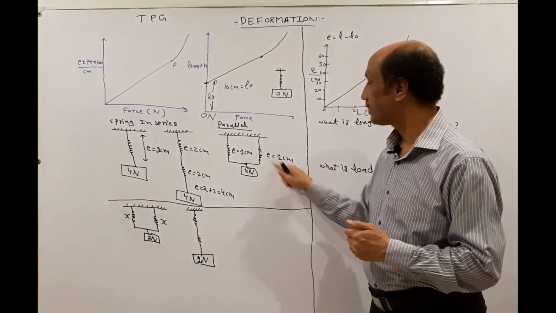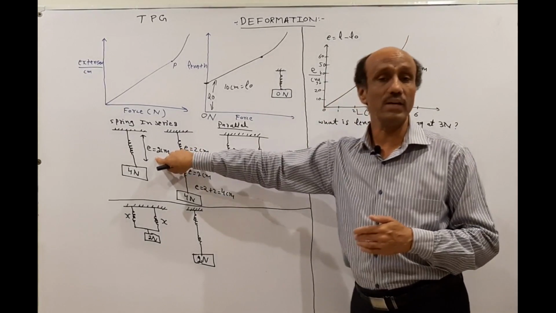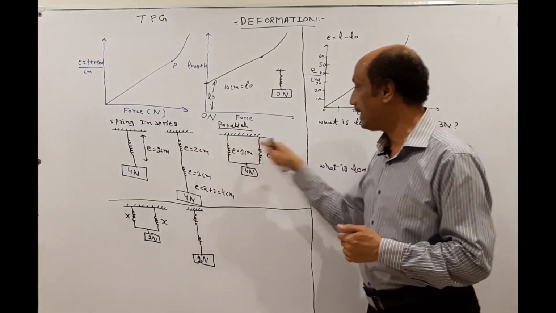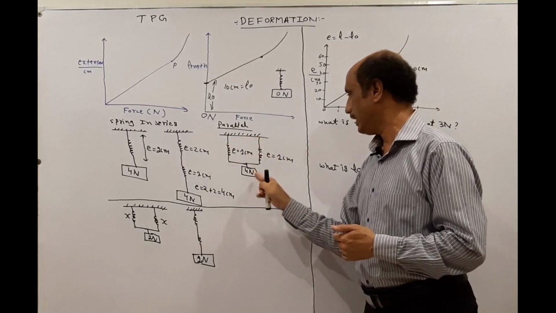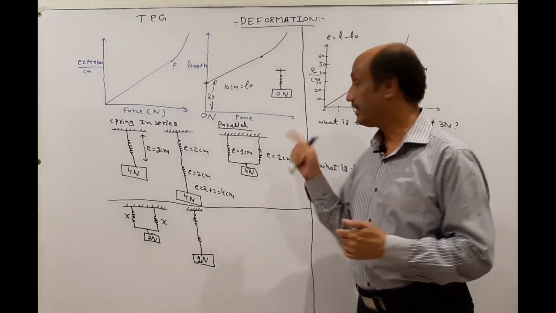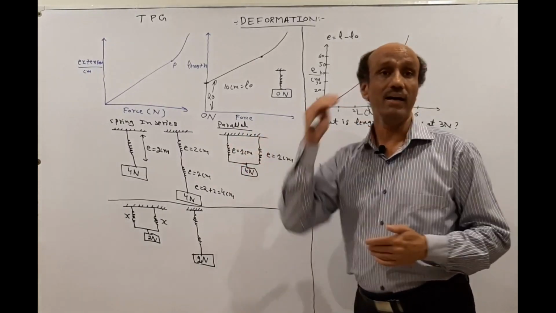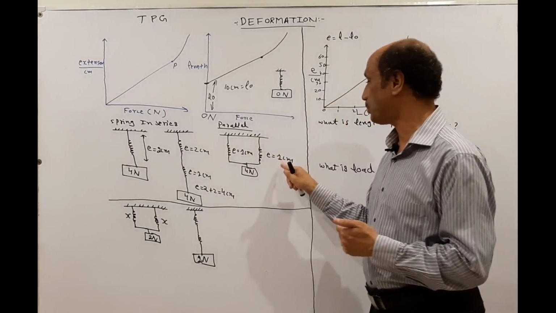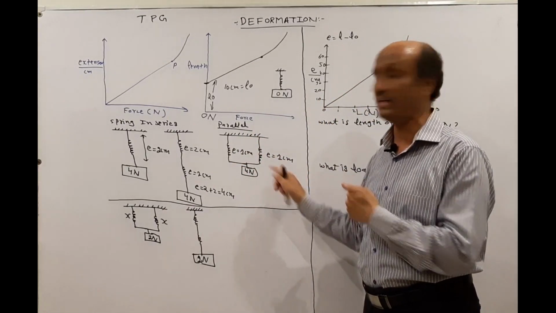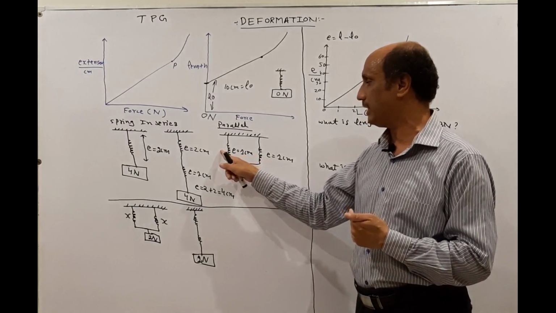So it means that now the first one, the 2 centimeter, but if we hang the 4 Newton load, then what will happen? The extension will become half. So this spring will have 1 centimeter extension and this spring will have 1 centimeter extension.